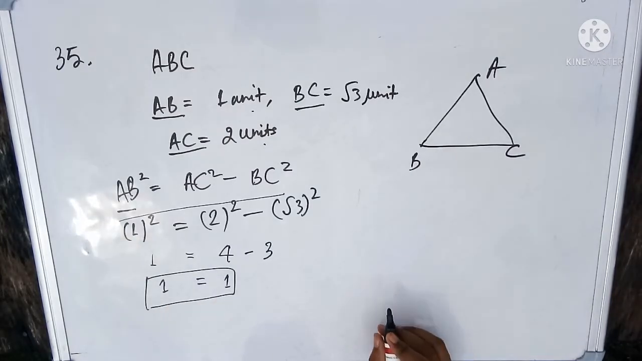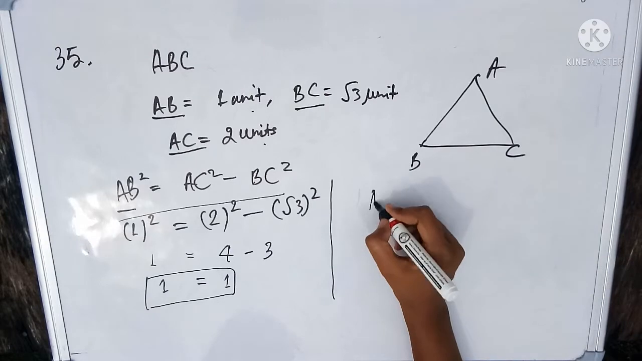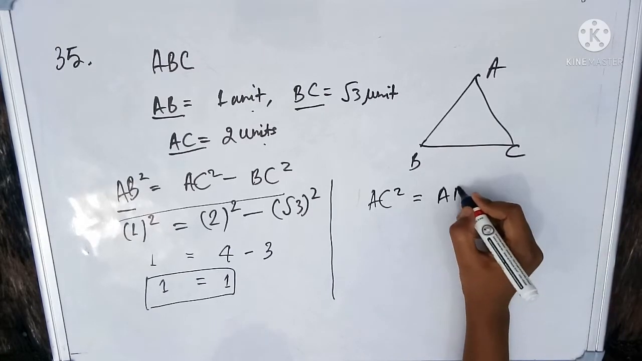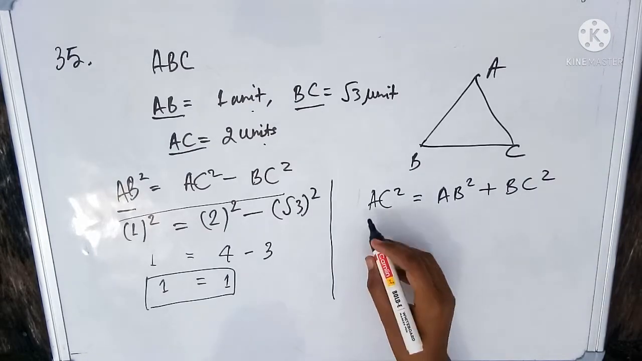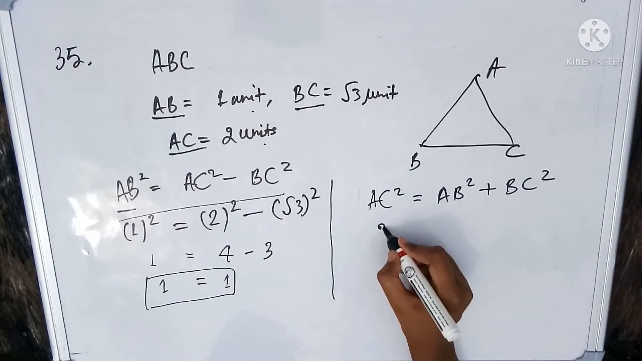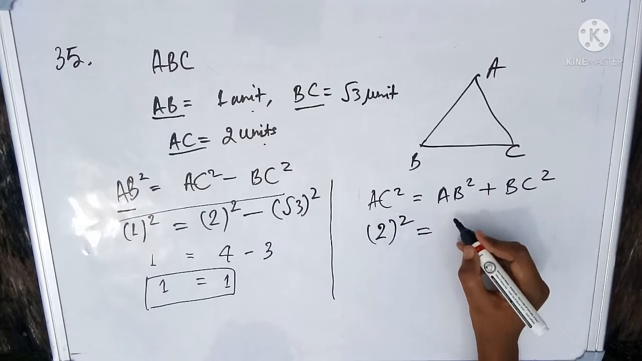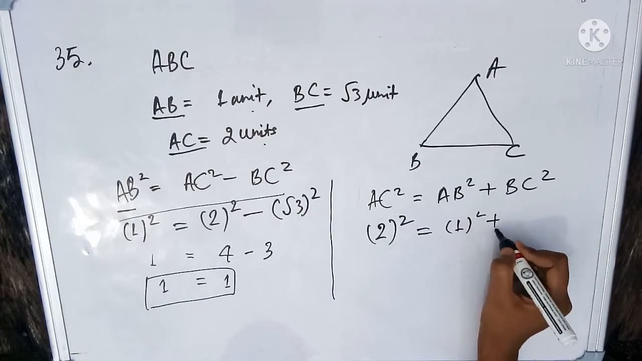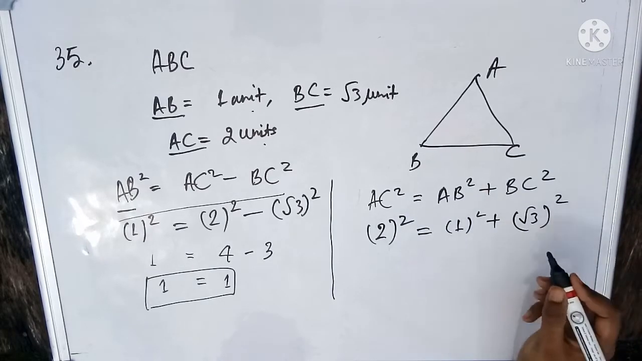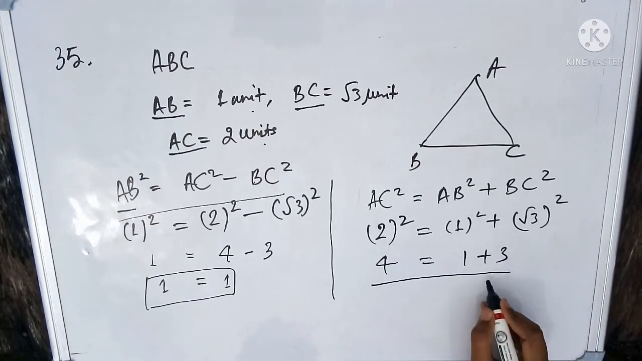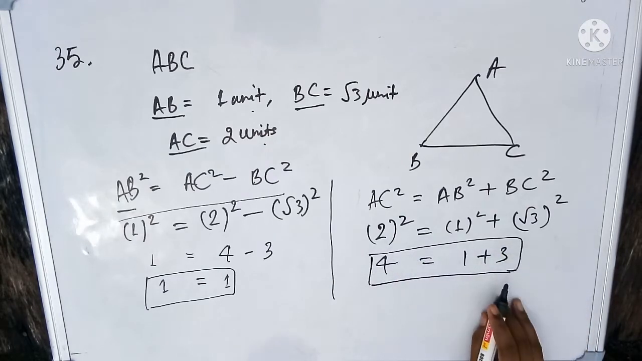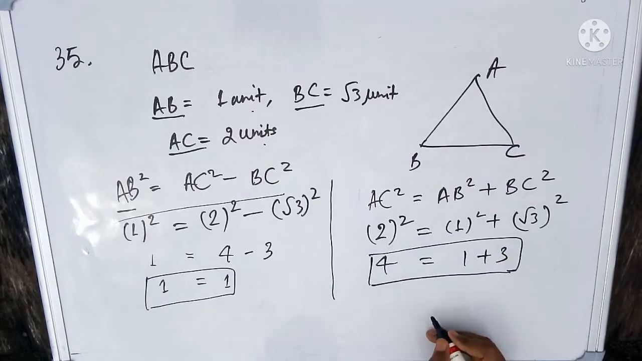Similarly, another relation between these sides is AC square is equal to AB square plus BC square. So you can prove this by putting the values. Here we have AC is equal to 2 units, so 2 square is equal to AB which is 1, so 1 square plus BC is root 3 square. So we have 4 here, and 1 plus root 3 square is 3. So you can see here we have 4 is equal to 1 plus 3, that is true. So here we can see two relationships between the lengths, and similarly you can find other relations also.